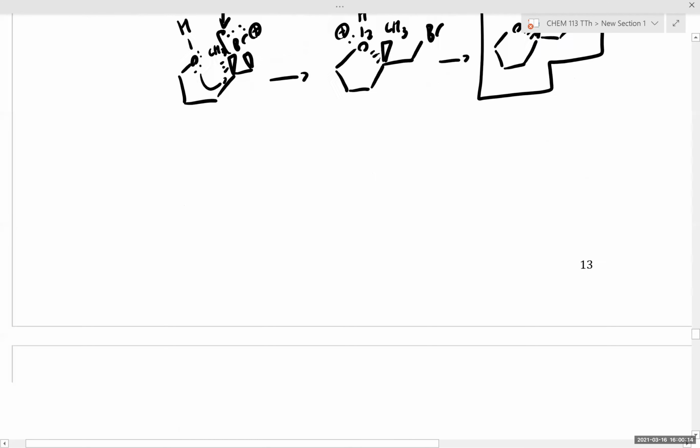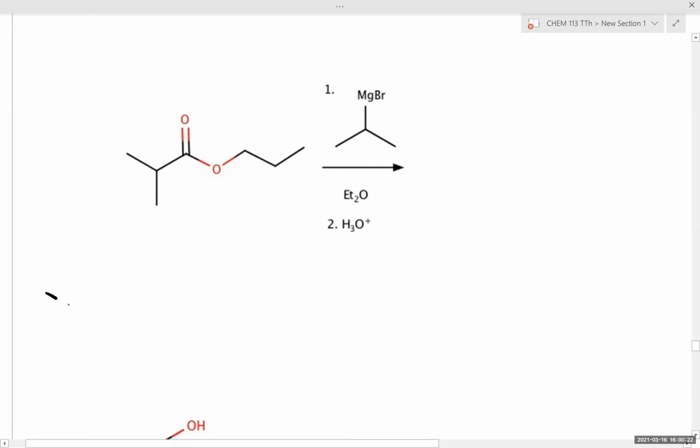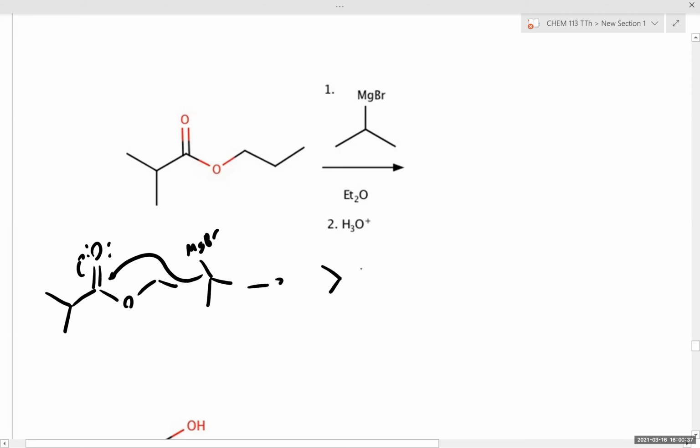Okay, let's keep going to the next example. In this case, we have an ester reacting with a Grignard. As we know, esters react with two equivalents of Grignard to yield highly substituted tertiary alcohols. So in our first step, our Grignard will attack our ester and break our carbon-oxygen double bond. From there, we have this tetrahedral intermediate that can then collapse and kick out a leaving group of alkoxide.